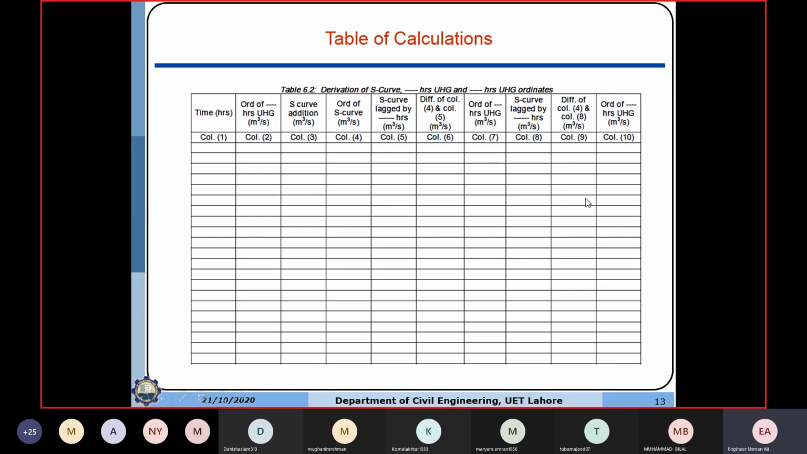At the end, we have to plot column number 2, column number 7 and column number 10 with respect to time. So you will get the 4-hour unit hydrograph, 2-hour unit hydrograph and 5-hour unit hydrograph, and accordingly you have to write the results: what are the peak values for the 4, 5 and 2-hour unit hydrographs, in which case the peak is more and why it is more, and the time to peak, in which case it is less or more.